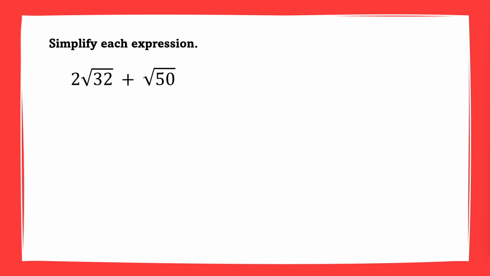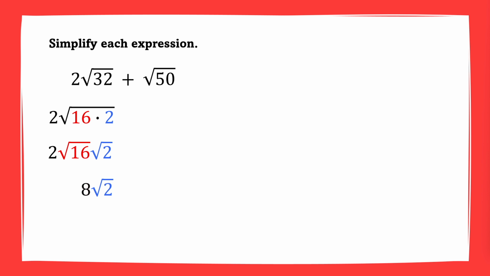Here's another example. First, simplify each radical using perfect square factors. The greatest perfect square factor of 32 is 16, so we can rewrite it as 16 times 2. Using the product property, separate each factor and take the square root of 16 to get 4. Multiplying the two numbers in front of the root, we get 8 root 2.